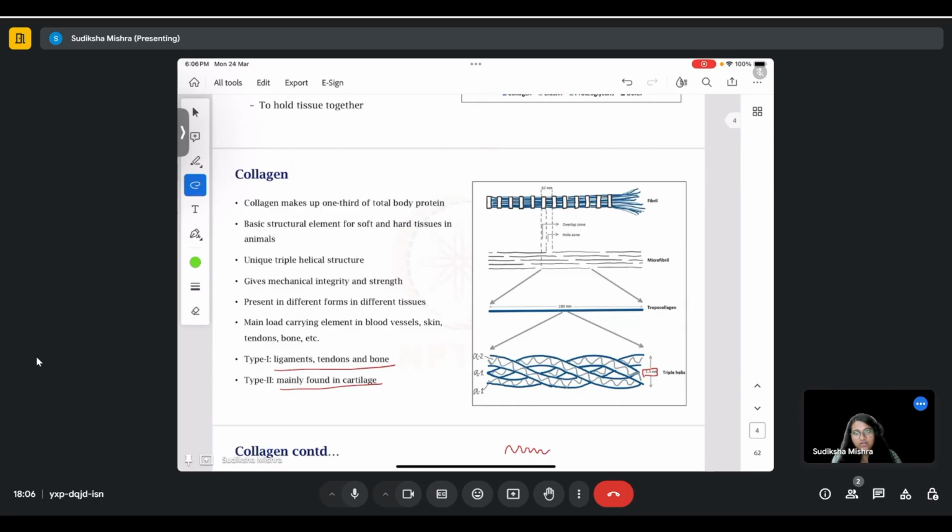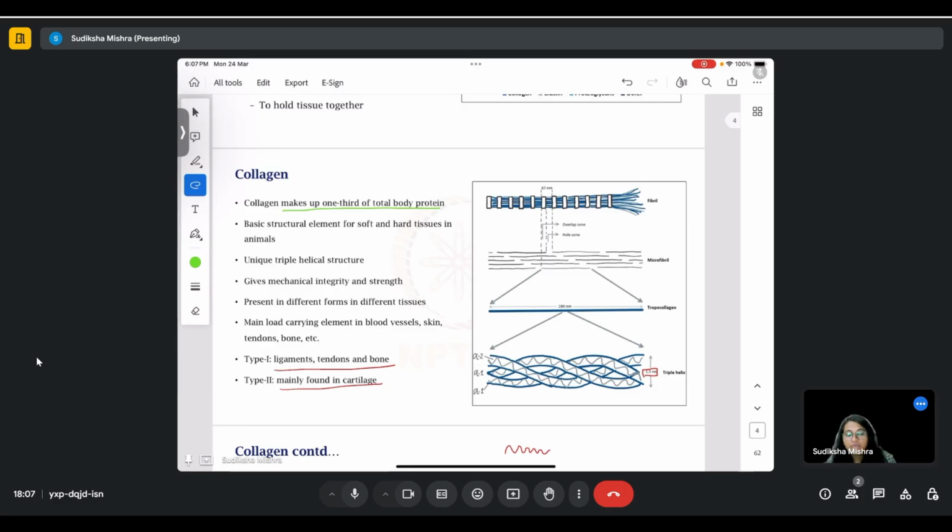Coming to the first one, let's see collagen in more detail. It is one of the most abundant proteins in the human body. It makes up to one third of the total body protein. It's present in various tissues, it's present in bones, it's also present in the skin itself, etc. It's present in muscles. Therefore, it is a very essential part of the human body.